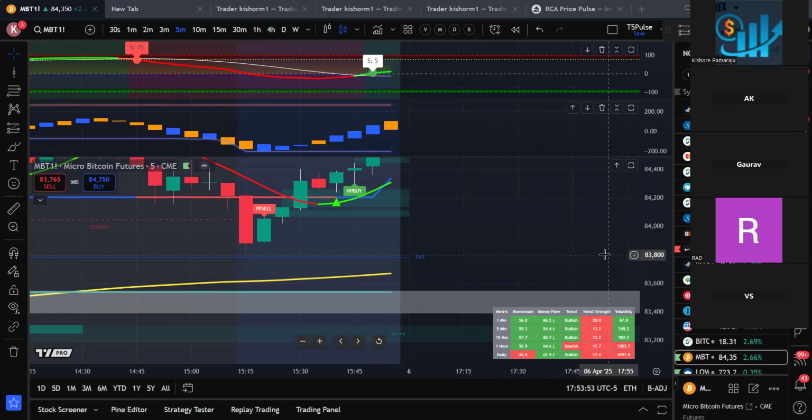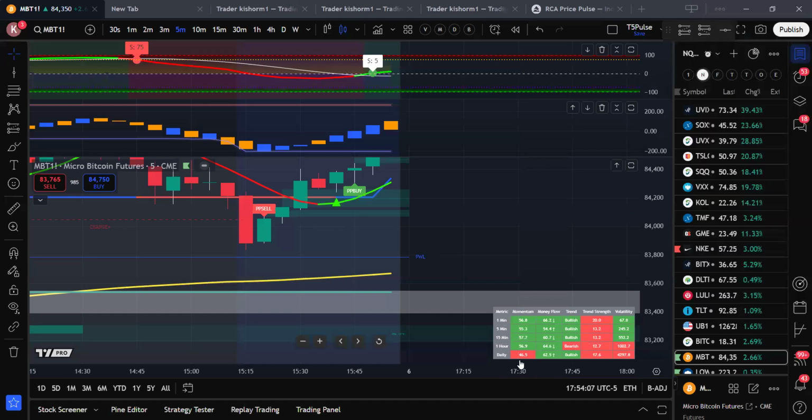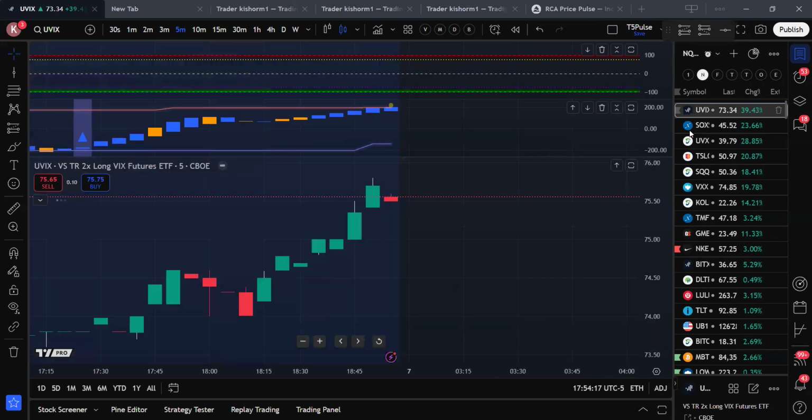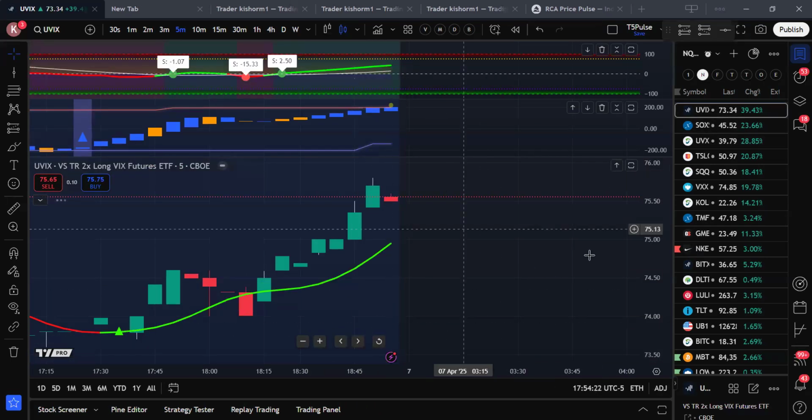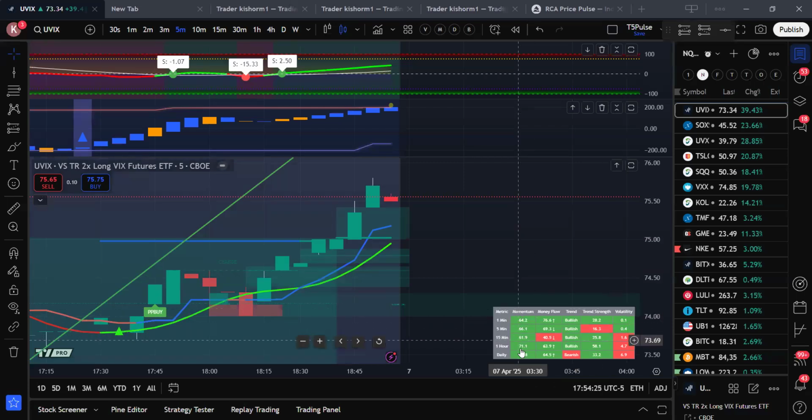So one major change which we made to the price pulse is we added this table which shows the momentum, right? Momentum means how the market is going up or going down. Already you know about momentum, money flow, trend strength, volatility. So, for example, let us take something like UVIX. If there is a lot of volatility, and you see momentum is very bullish, green represents bullish, red represents bearish.